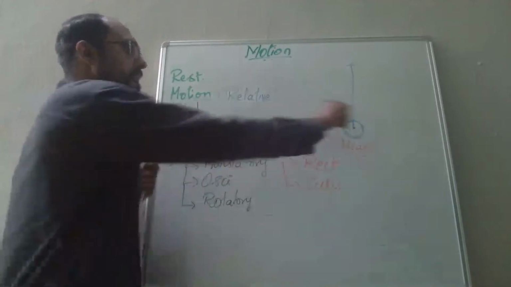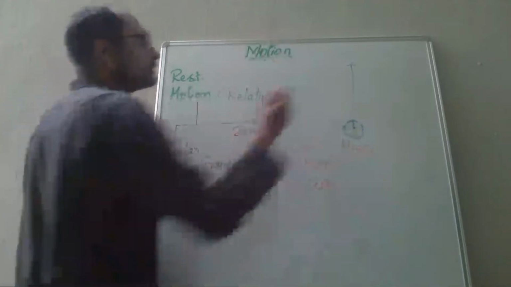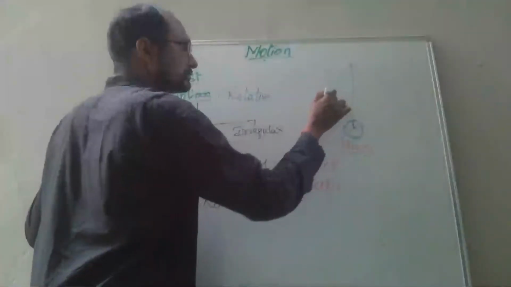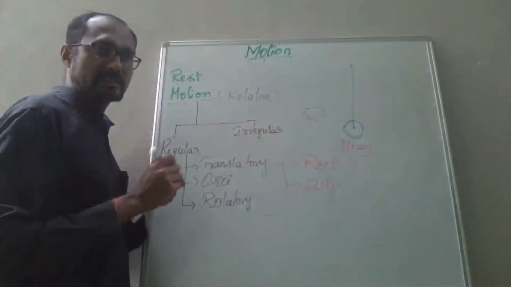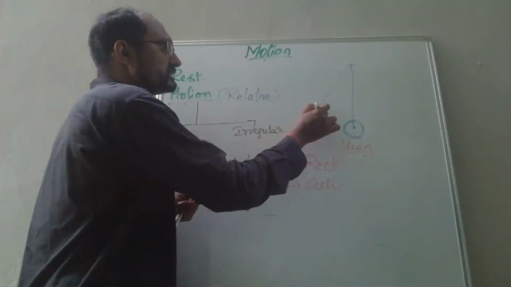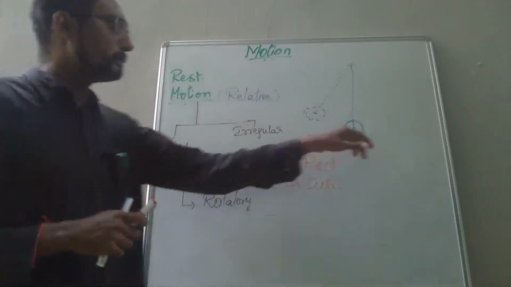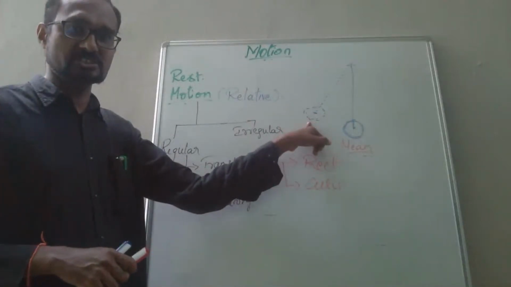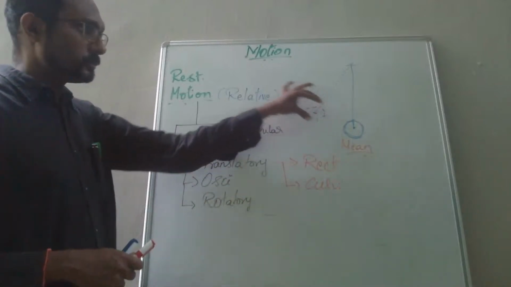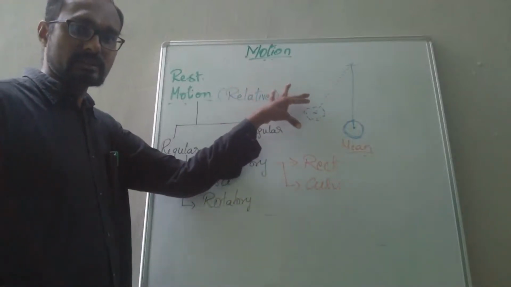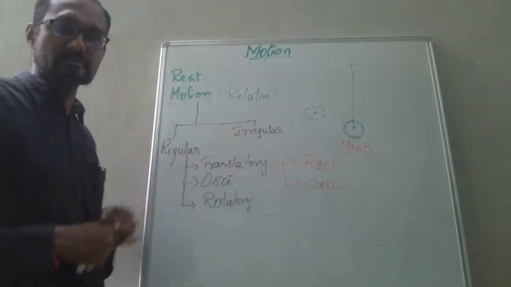Now what I do, I pull the pendulum towards one side and I release it. Let us assume I pulled it till here. So this position is called the extreme position. So we have the mean position, and now we know what the extreme position is. Extreme position is the position after the object has undergone a maximum displacement from its mean position.